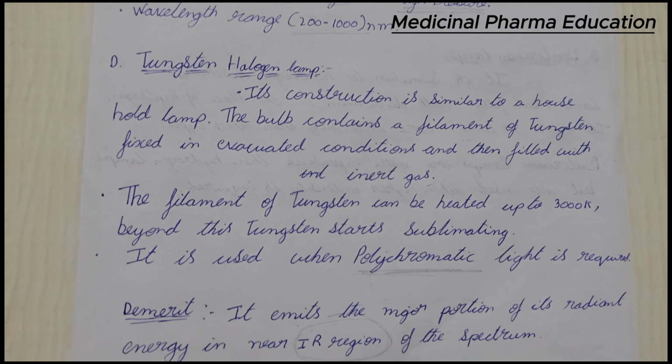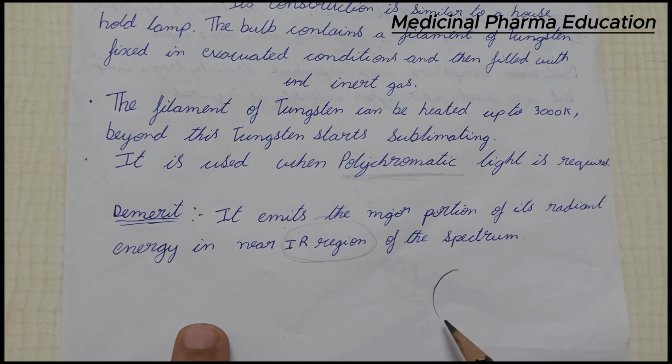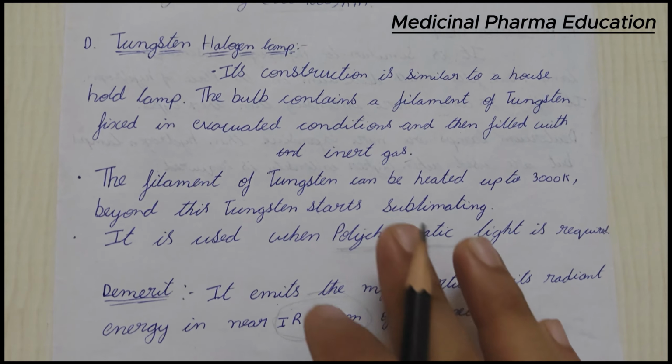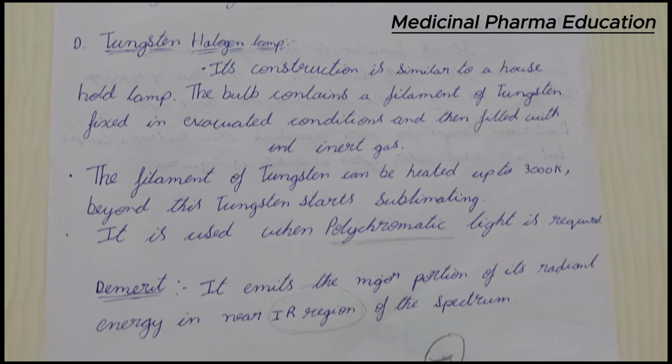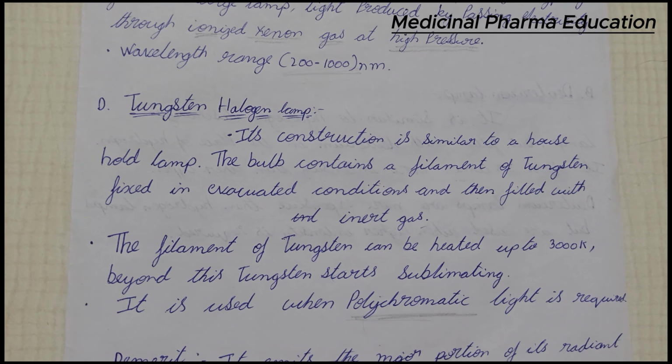In homes the bulb used to be like this, with a tungsten filament in between, with a tungsten filament here. This is mainly the lamp here. Okay, I think you have understood what I'm trying to tell.